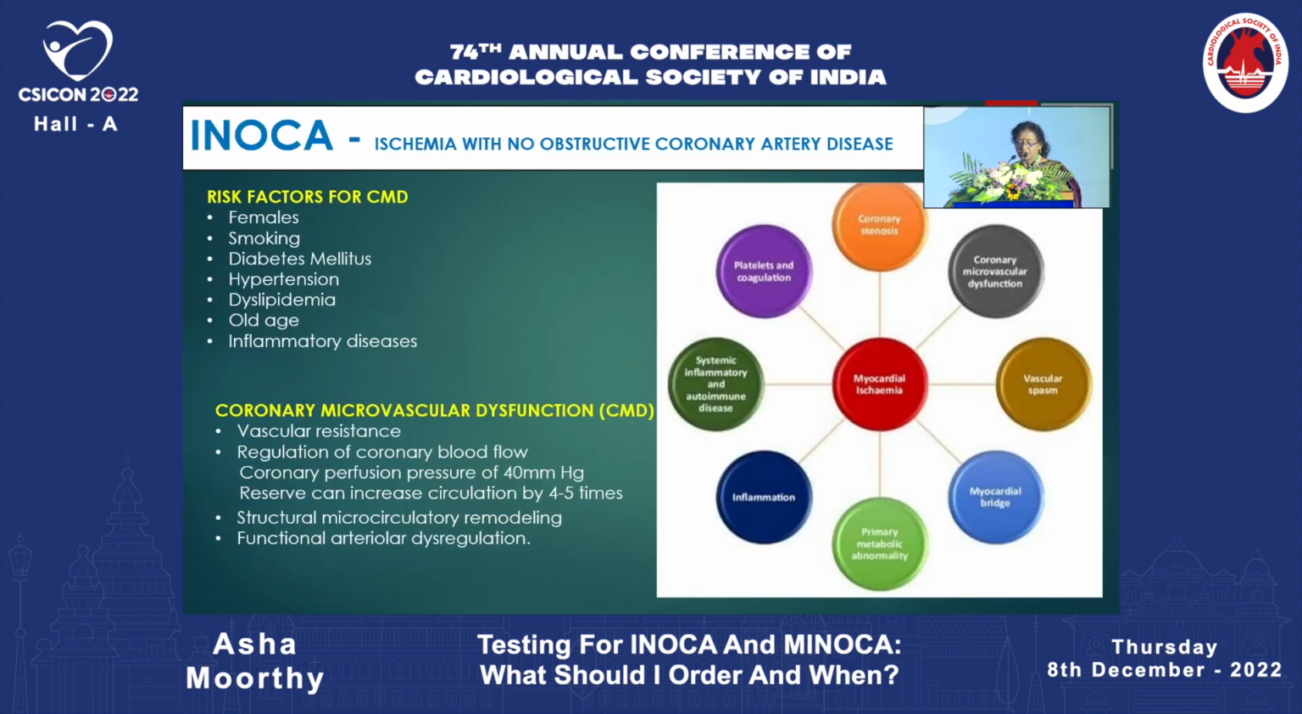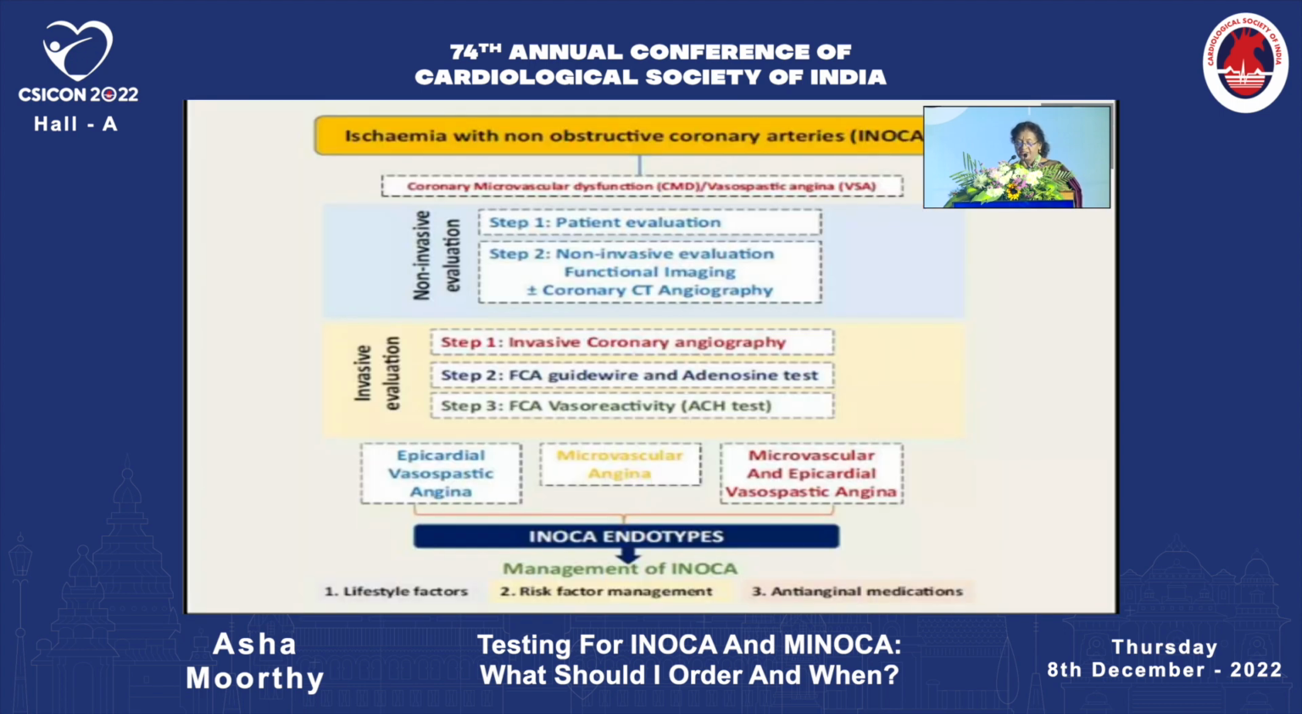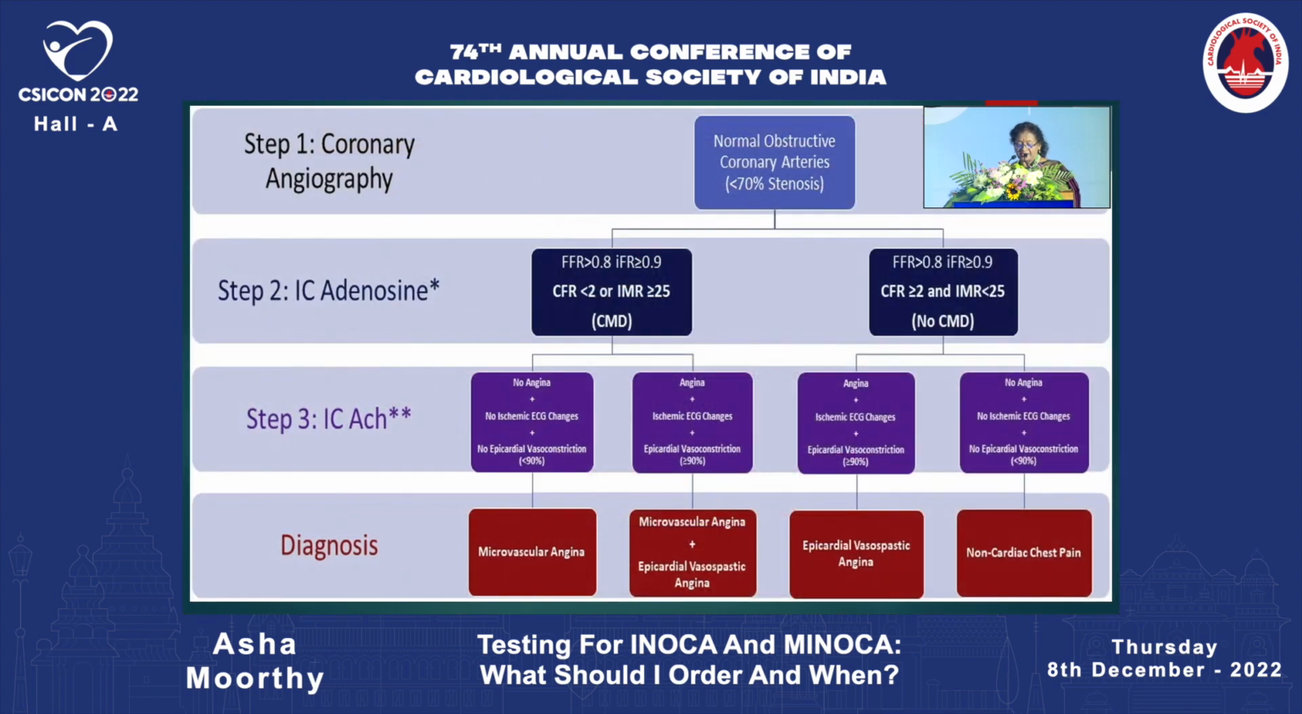The most common causes and the risk factors encountered were already mentioned to you, and you can see this is the algorithm for how you will approach it. You have to go for non-invasive and invasive investigation, and do the FFR guidewire adenosine test. This is the brief. Step 1 is the coronary angiogram, go for the adenosine test, then go for intracoronary acetylcholine, and then come to a diagnosis of whether it is microvascular angina, a microvascular with epicardial vasospastic combination, epicardial vasospasm, or non-cardiac chest pain.